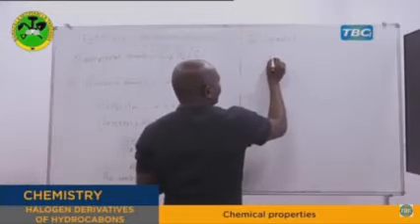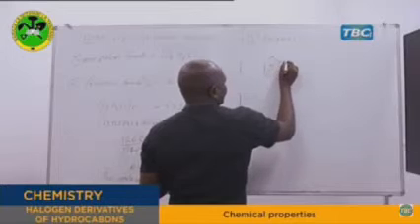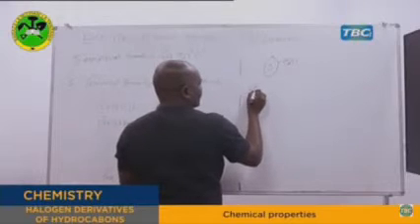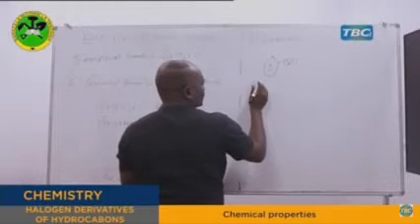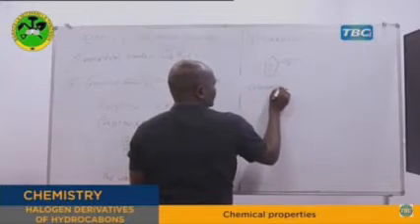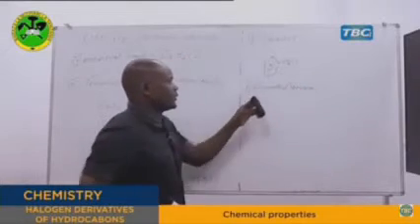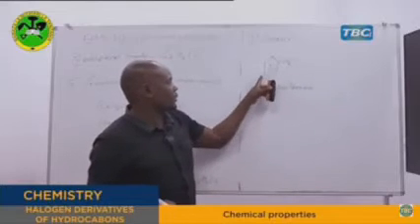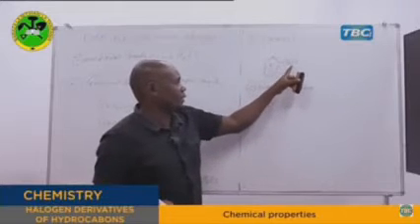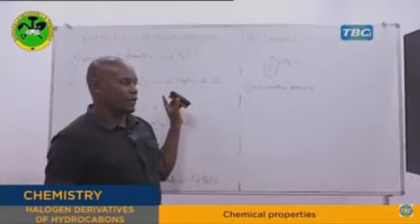The first isomer might be this one, which is known as chloromethyl benzene. If you count the number of hydrogens, it is 7: 1, 2, 3, 4, 5, 6, 7. Carbon: 1, 2, 3, 4, 5, 6, 7. Chlorine: 1. So it matches the molecular formula that we have obtained.